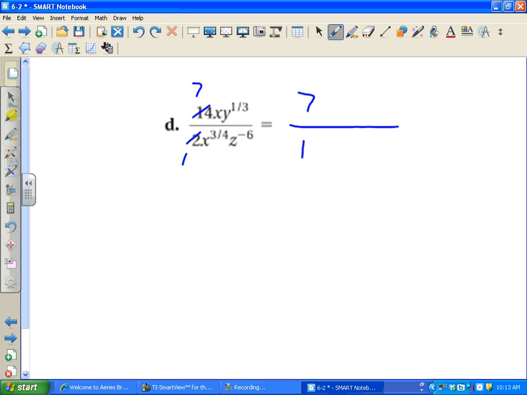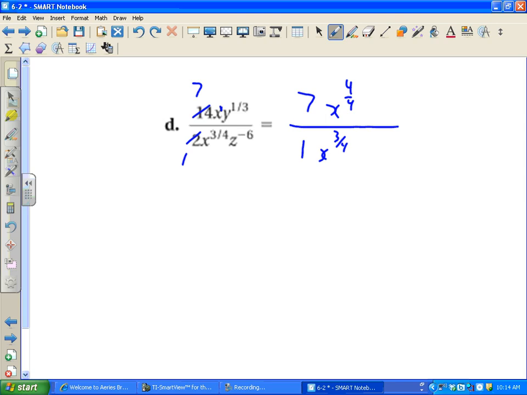Next, I'm going to deal with my x's. I've got an x up top and an x to the 3/4 down here. I have division of exponents, so I know that my rule is to subtract. That is an exponent of x to the 1. I told you don't forget about that x to the 1. If that's x to the 1, I'm going to write that as 4 over 4. Lastly, I'm going to come back and take care of those x's.